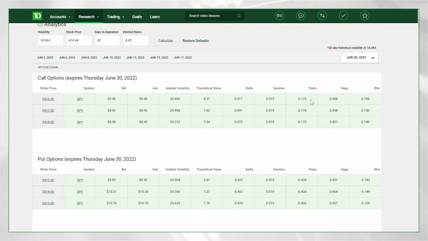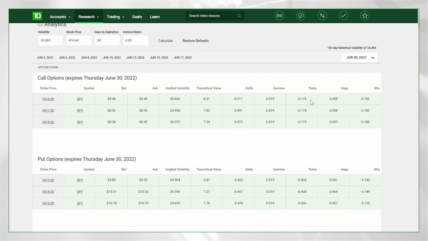Now, moving one column to the right, this brings us to the last Greek that we learned about today. That is theta. And you see a negative number of 0.175. Theta is commonly referred to as time decay. Theta is telling us that with the passage of 1 day's worth of time, we can expect to see a decrease in our option premium of 0.175 or 17.5 cents.